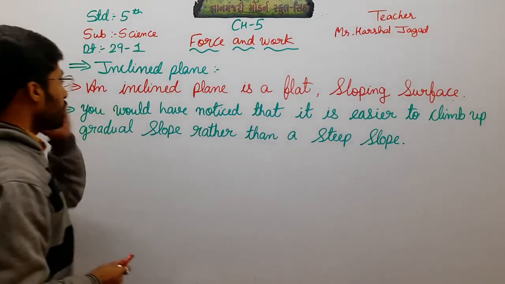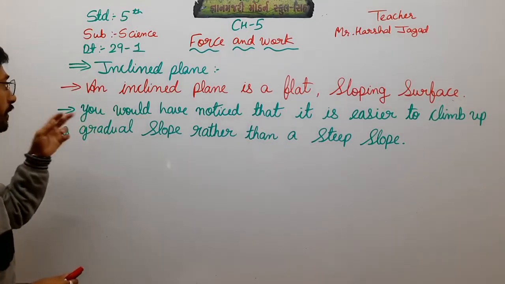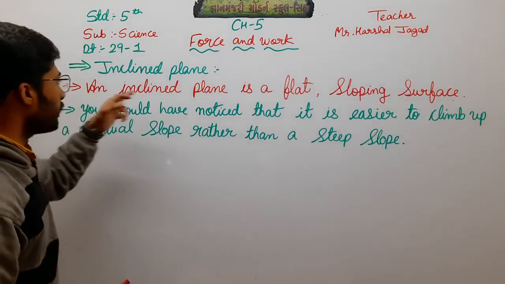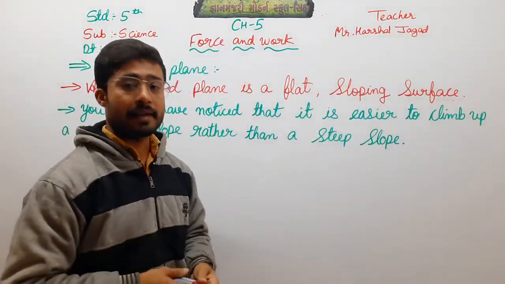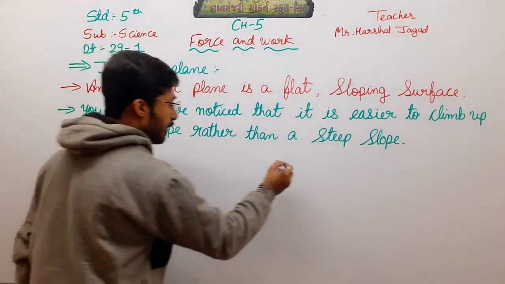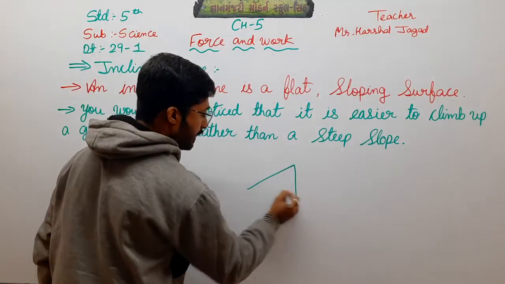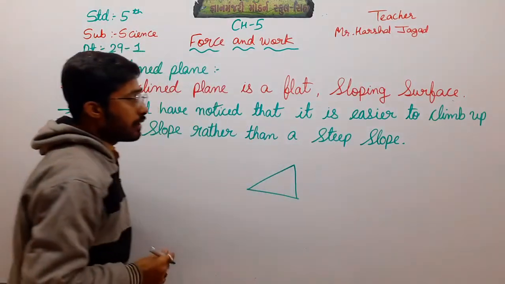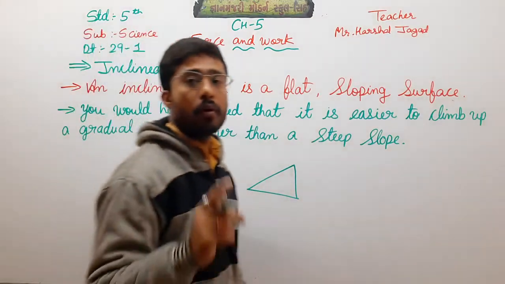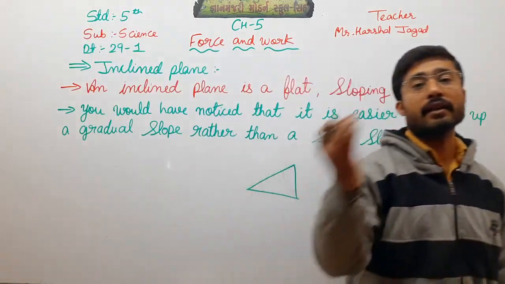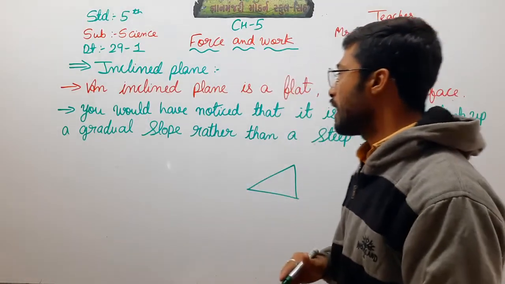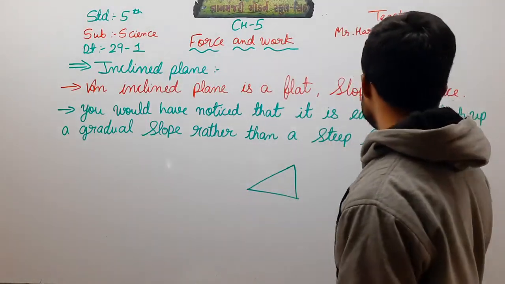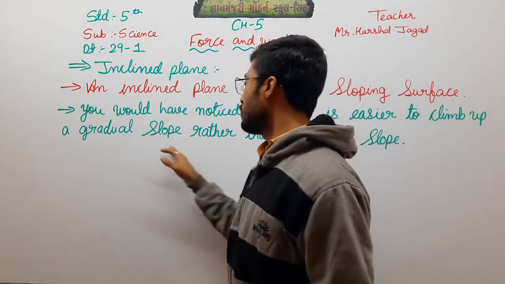So what is an inclined plane? First of all, I will say that an inclined plane is a flat sloping surface, a flat top like this. It is a surface on which we can easily push or pull, and the heavy object can move upside. Second, you would have noticed that it is easier to climb up a gradual slope rather than a steep slope.